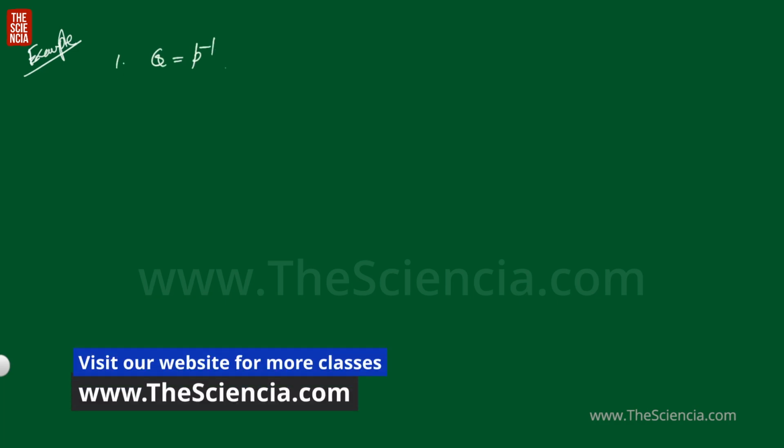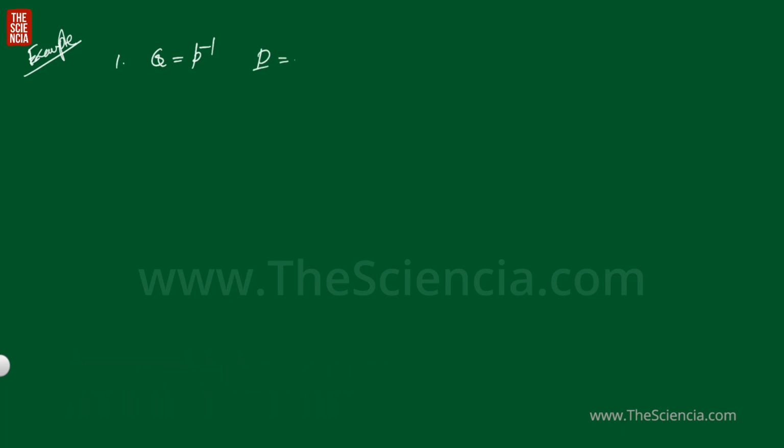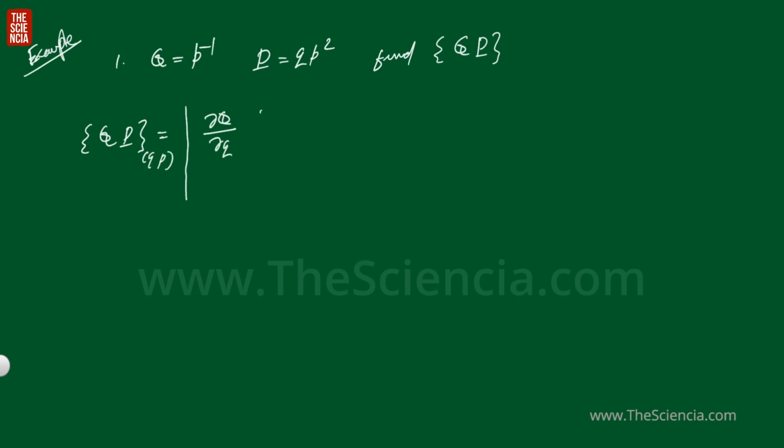Example problems. First one is Q is equal to P raised to minus 1 and capital P equal to QP square. Find Poisson bracket of QP. That is, what is Poisson bracket of QP? It is equal to, I am using the matrix method, that is determinant of dou Q by, here the coordinates are small q and small p, that is dou Q by dou q, dou Q by dou p, dou P by dou q, dou P by dou small p.